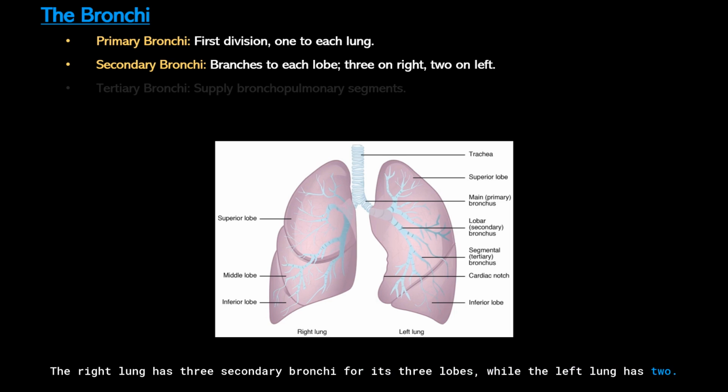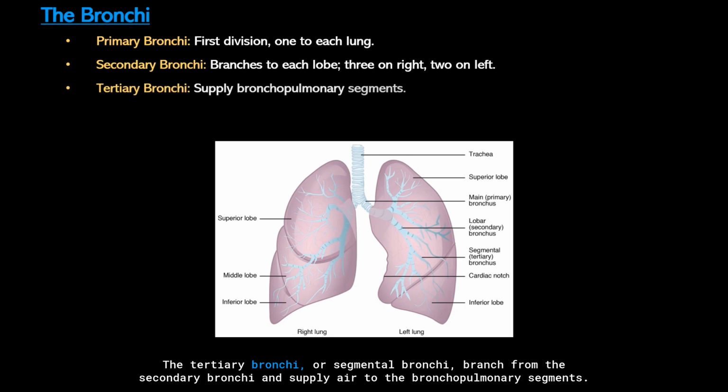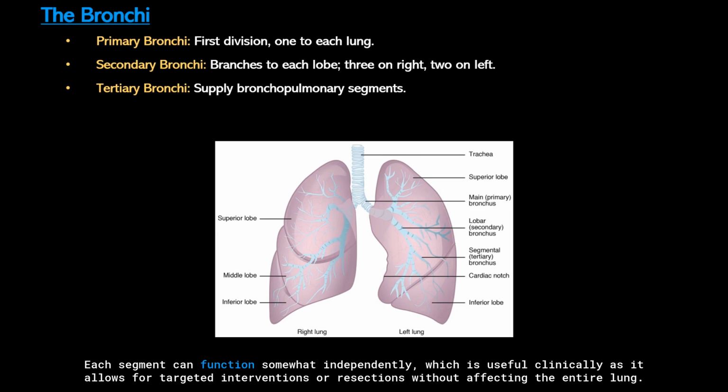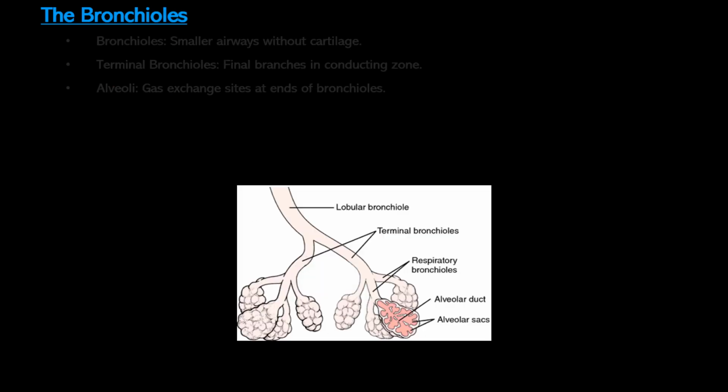The tertiary bronchi, or segmental bronchi, branch from the secondary bronchi and supply air to the bronchopulmonary segments. Each segment can function somewhat independently, which is useful clinically as it allows for targeted interventions or resections without affecting the entire lung. The tertiary bronchi further divide up into the bronchioles.